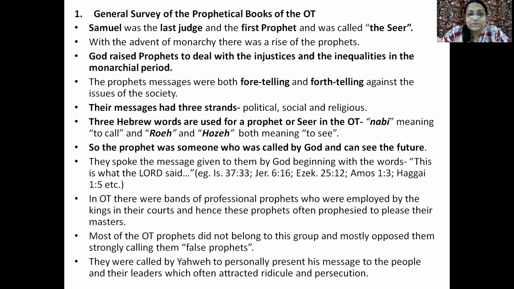As soon as the monarchical period started, all the power rested with one person at the top rather than with all the people at the base. So we can see all kinds of injustices, inequalities, corruption, every kind of social evil, every kind of religious evil, every kind of wrong thing began cropping up. So God raised prophets in these times to deal with these injustices and inequalities in the monarchical period.